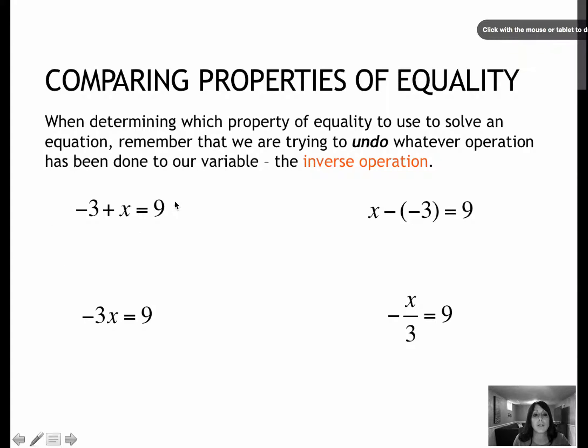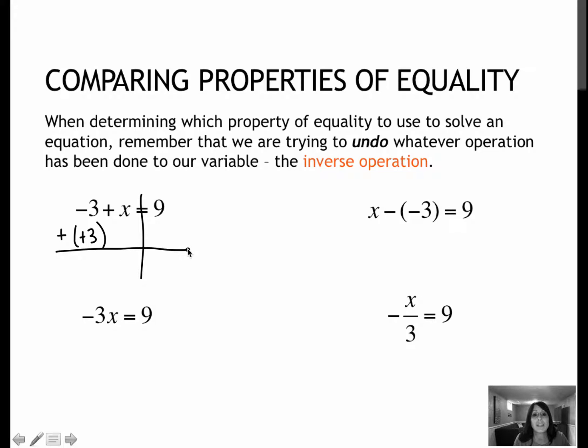In my first equation, I have a negative 3 plus x, so this is obviously addition. I need to undo addition by subtraction, but the problem here is that I'm subtracting a negative 3. So if I subtract a negative 3, what am I actually doing? If I keep flip change, or leave change opposite, what I'm actually doing is adding 3.